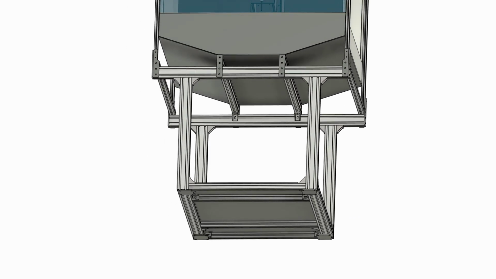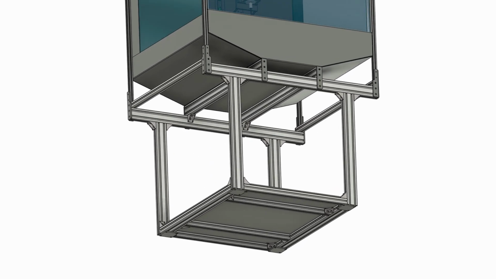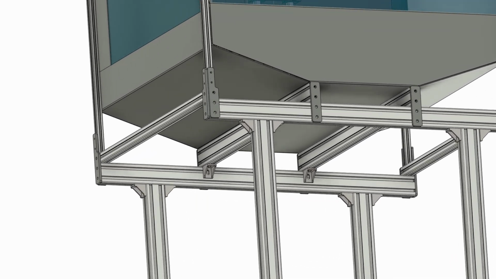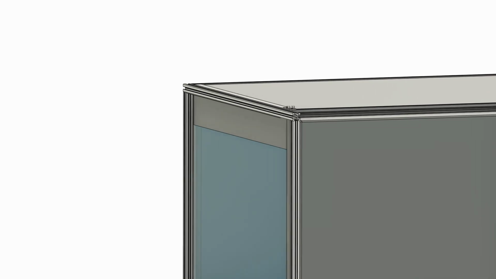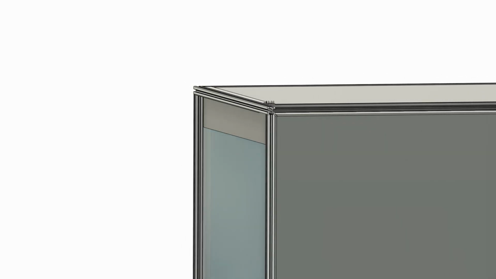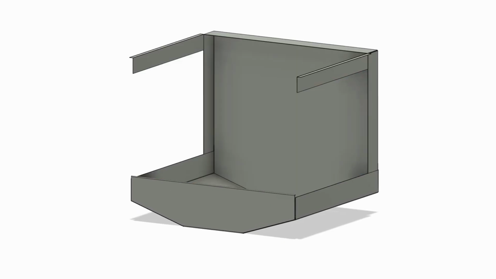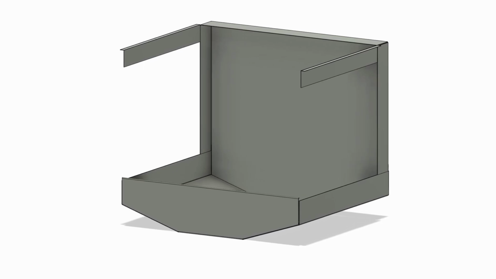The frame itself is a mix of 3060 and 3030 profiles. 3060 was used for all the supportive beams and 3030 for everything that doesn't need to carry a lot of weight. Smaller 2020 profile was used for supporting the sheet metal housing around the mill. This sheet metal housing is constructed from 1mm thick sheet metal. The bottom part is bent from a single sheet and the edges are welded together.